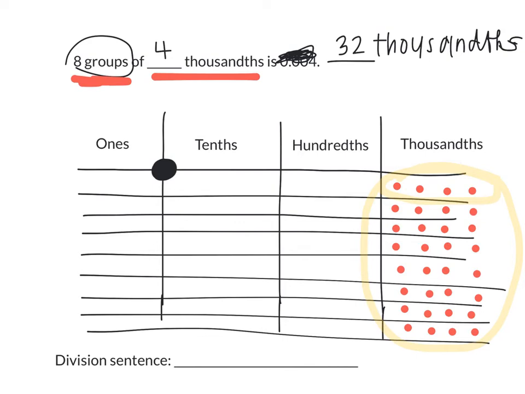Everyone? 32 thousandths. Good. So I can show this division sentence as 32 thousandths divided into how many equal groups? 8 groups. And how much is in one group? 4 thousandths. Once again, I'm going to say it one more time. The units are super important. So this place value chart shows this division sentence: 32 thousandths divided by 8 equals 4 thousandths.